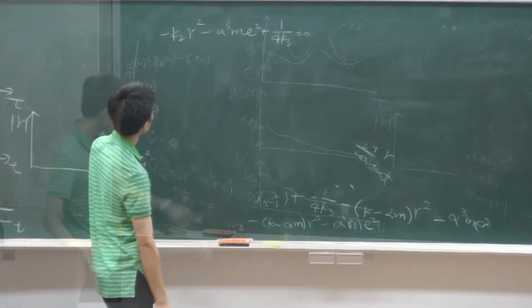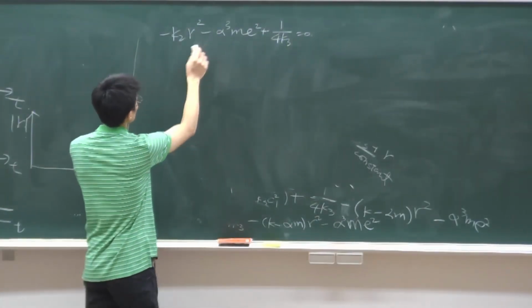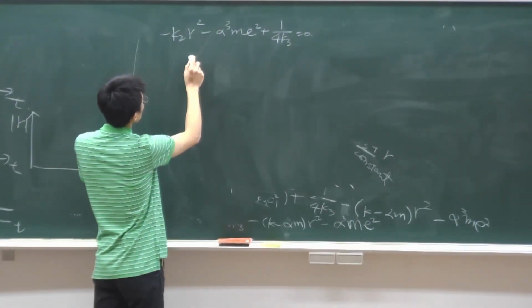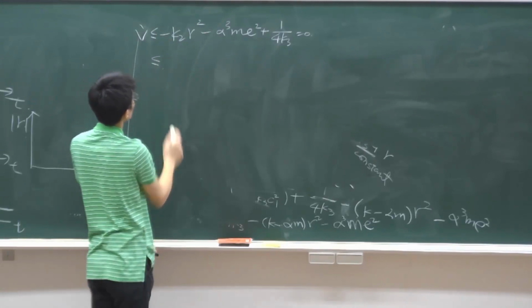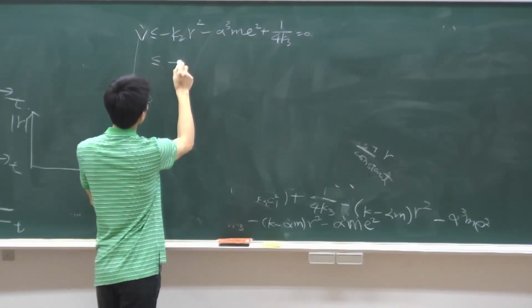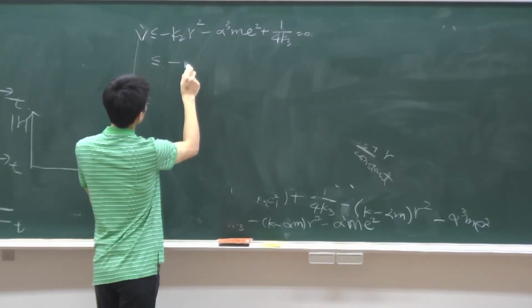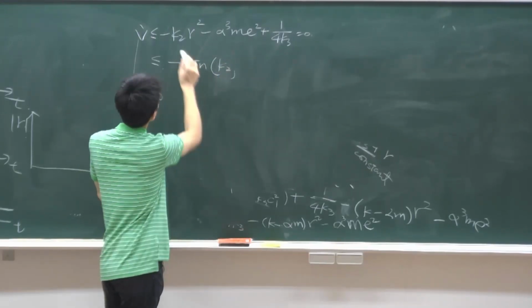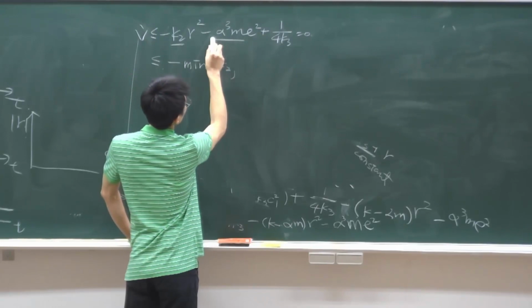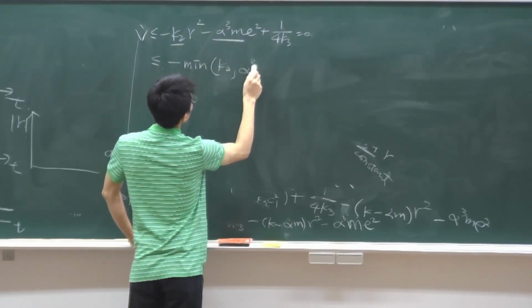Let's put the two together. Let's further upper bound this by minus the minimum of K2, and let's take the coefficient out, okay?